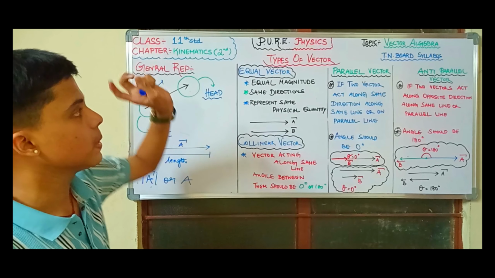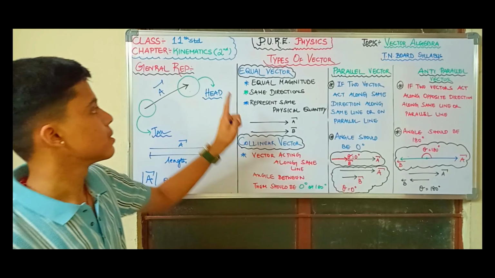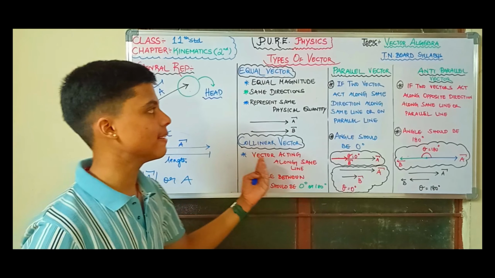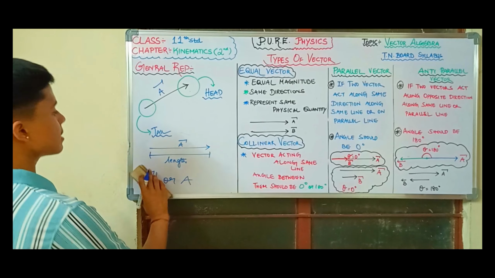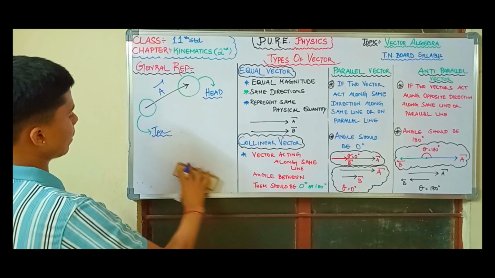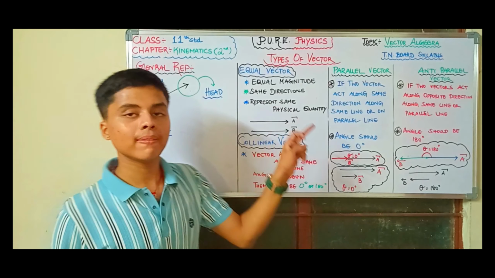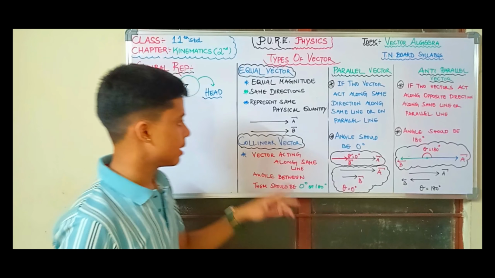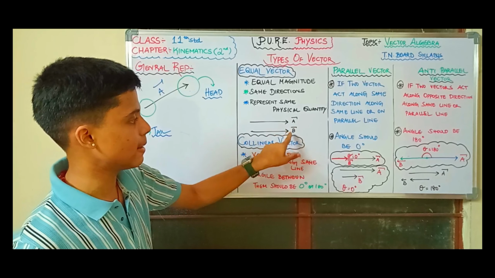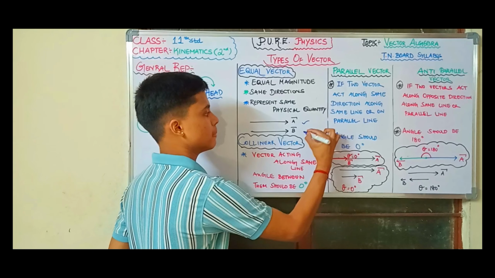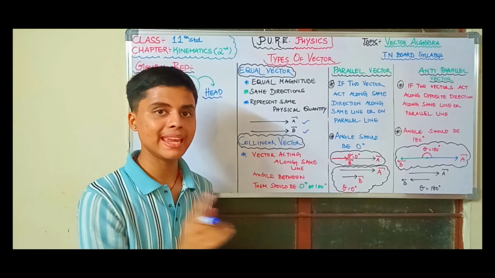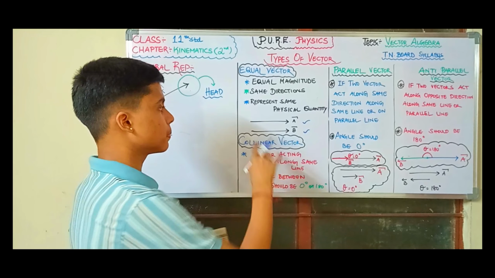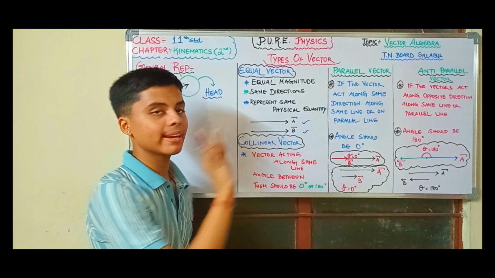Now moving on to the types of vector. So we have equal vector, collinear vector, parallel vector and anti-parallel vector. So first we will learn about equal vector. Equal vector has three conditions. Now let us take two vectors, A vector and B vector. Now I need to prove these two vectors to be equal vectors. So in order to prove that, we need to see the three conditions.